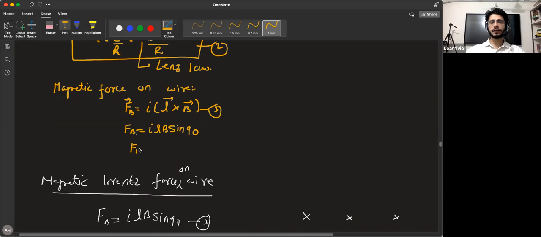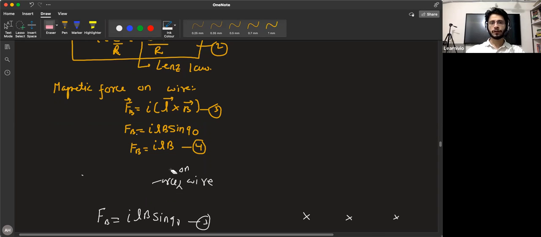So you can write that your magnetic force is ILB. Let's call this equation number 4. Sir, it is the same direction as the induced current. And then? Yes, because there is only one current and that is the induced current.